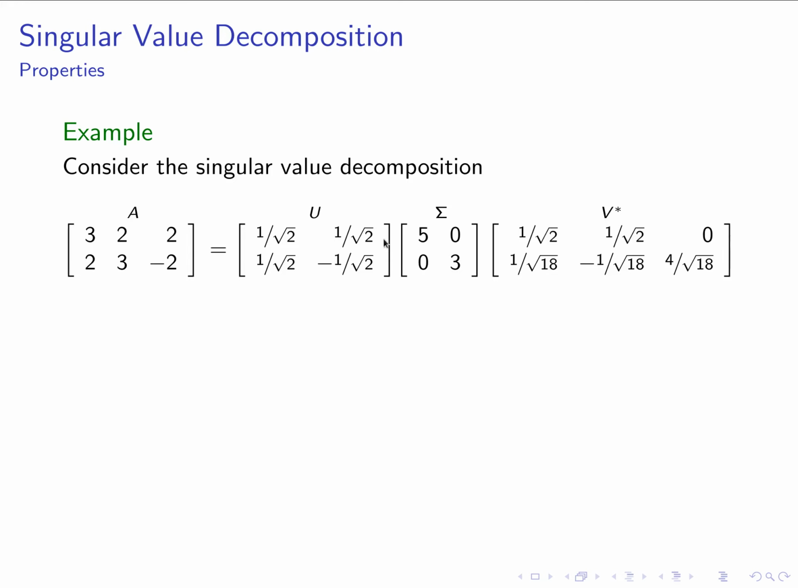So let's look at an example here. So here we have the example from a few slides ago where we take our 2 by 3 matrix with rank 2 and express it as the product of a 2 by 2 matrix U with orthonormal columns, with a 2 by 2 diagonal matrix whose diagonal entries are 5 and 3, multiplied by the conjugate transpose of a 3 by 2 matrix with orthonormal columns called V.